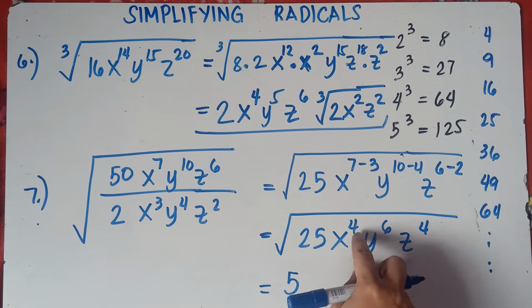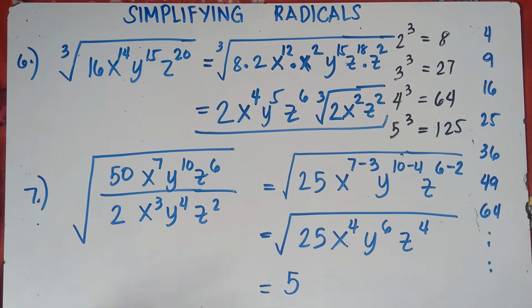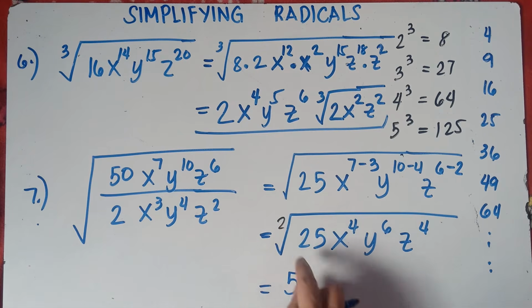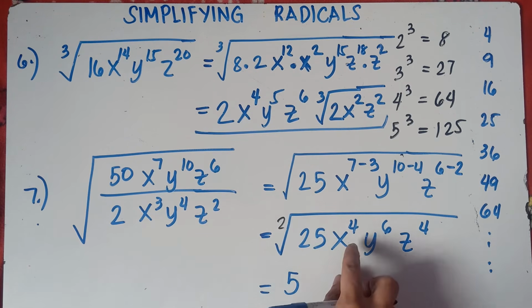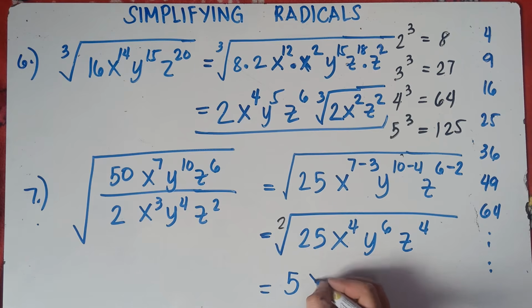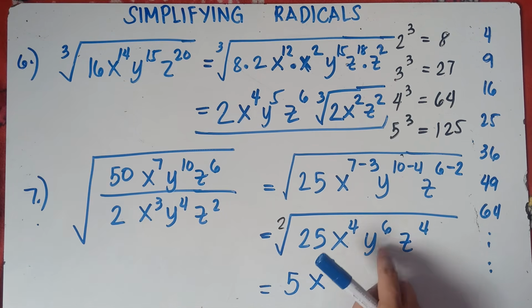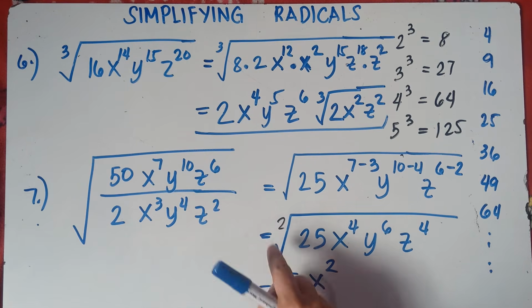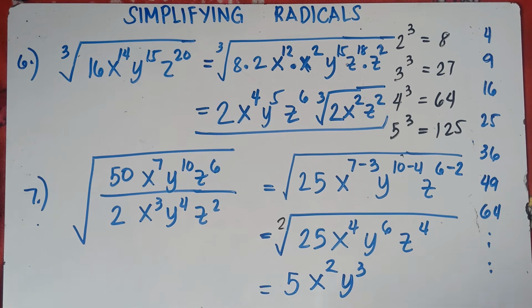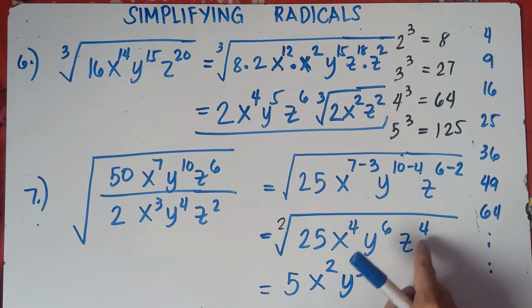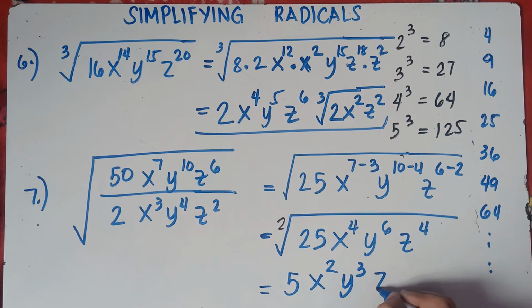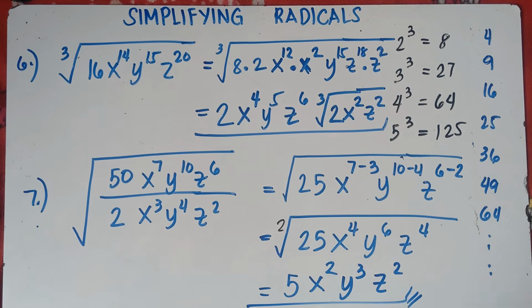So 5. Can we divide 4 by 2? Understood that there's 2 here. So can we divide 4 by 2? Yep, we can divide 4 by 2. 4 divided by 2, that is 2. So you put it outside the radical symbol, that would be x squared. For y raised to the power of 6, can we divide 6 by 2? Yep, we can divide 6 by 2. 6 divided by 2, that is 3. So y cubed. And for z raised to the power of 4, can we divide 4 by 2? Yep, 4 divided by 2, that is 2. So z raised to the power of 2. And that would be your final answer, class, for this example number 7.